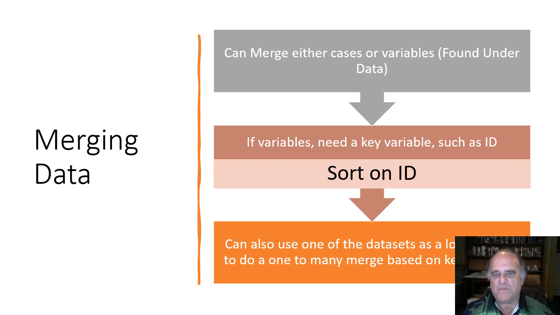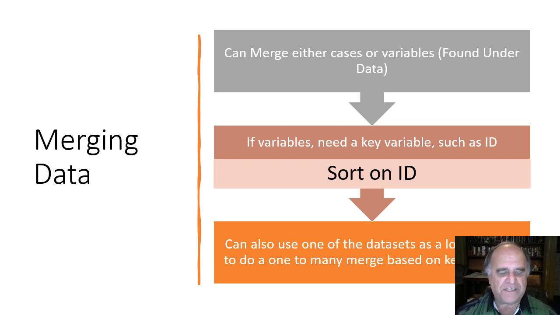Okay, once we bring our data in, we might want to merge data. For example, we might have data in two different data sets and we have to merge it. Or maybe somebody sent us data. Or we're working on a project and we have a demographic data set and a test data set. Merging data, again, is very easy in SPSS. You just say to merge data, you can merge either cases or variables. Both those options are found in the menu under data.